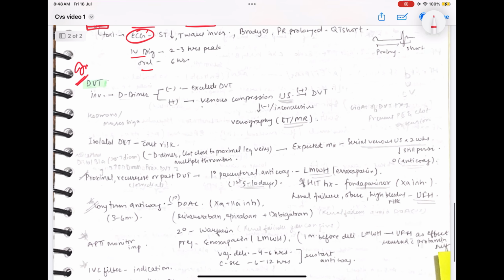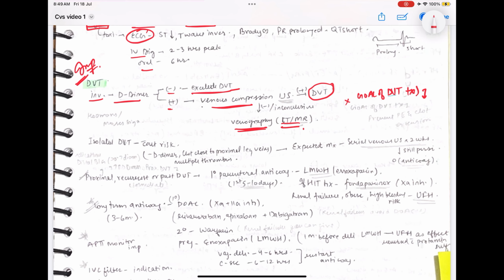Now most important topics, most high yield topic, that is DVT. So investigation, first is D-dimer. If it is negative, then it is ruled out. If it is positive, then we'll have to do venous compression ultrasound. If it is positive, then DVT is confirmed, and if it is negative, then we'll have to do venography using CT or MRI. Then what is the goal of DVT treatment? So we'll have to prevent pulmonary embolism or further clot formation. This is the goal of our treatment.